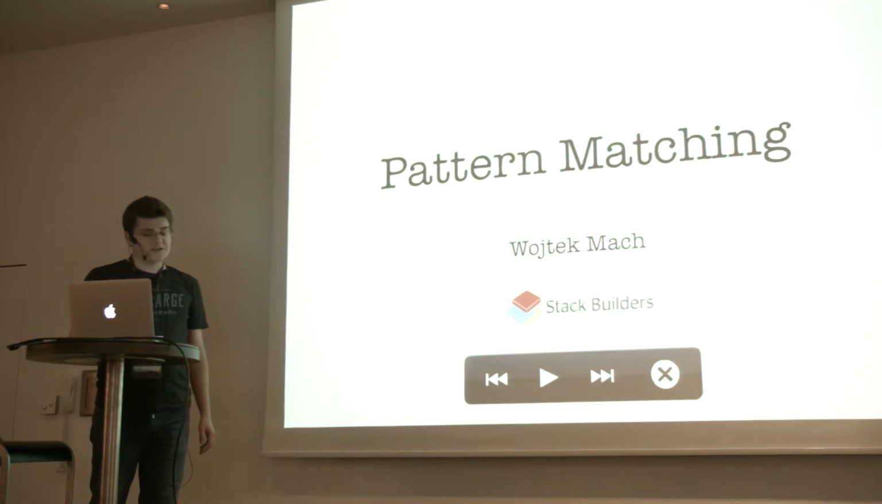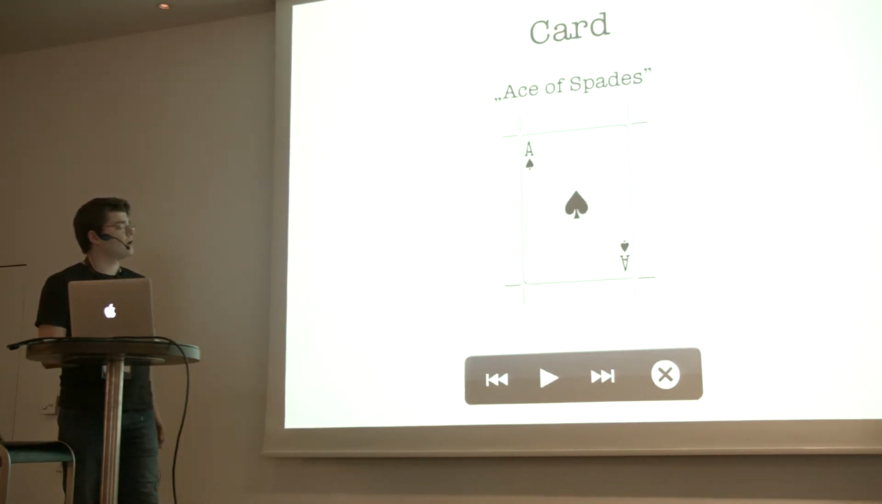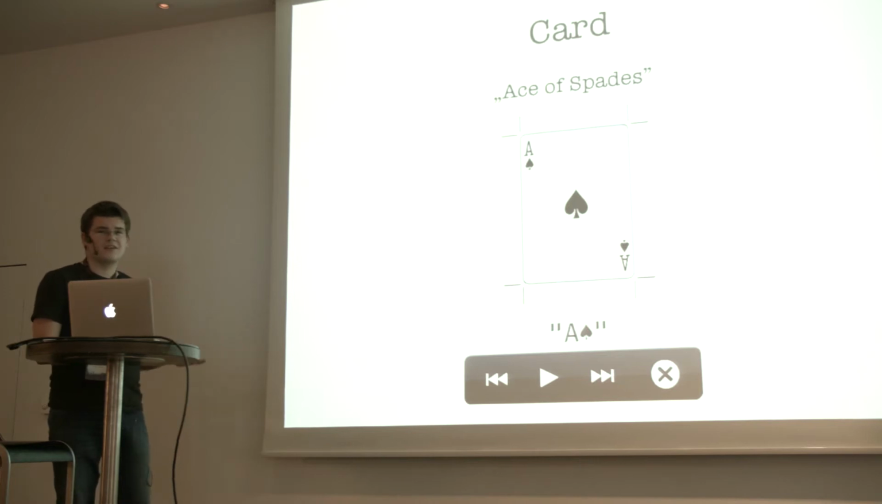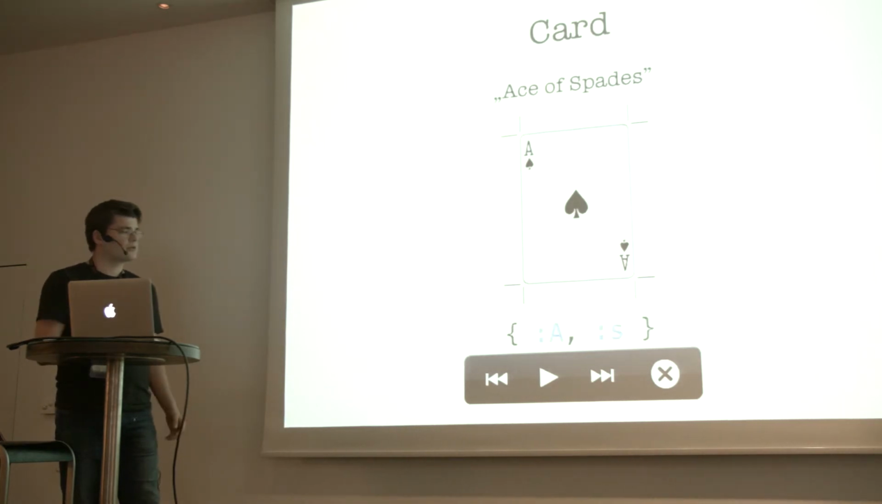And so, as an example of pattern matching, I want to show you a simple game of cards. So this is Ace of Spades, and we can represent that as a string. We can get a bit fancy, since all Elixir strings are UTF-8 strings. This can actually work as well, but it's not a very useful representation.